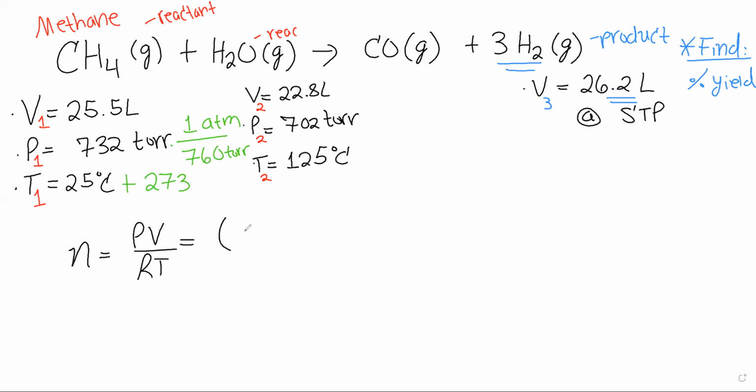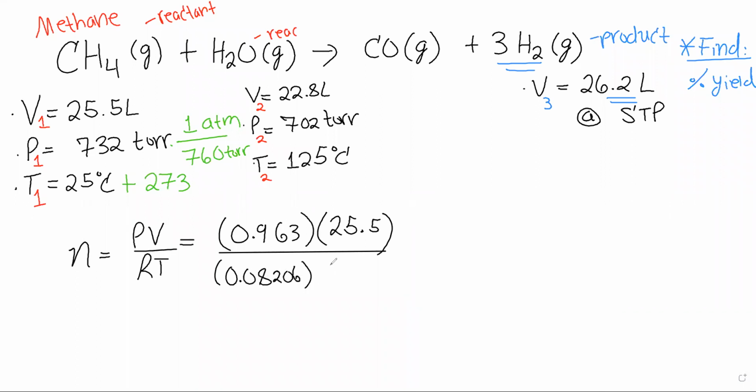So the moles of substance 1 should be its pressure, 732 divided by 760, is 0.963, times the volume in liters, all divided by the ideal gas constant, R, 0.08206, times the temperature in Kelvin. 25 plus 273 is 298 K. So the number of moles of reactant 1 should be about 1.00 moles of CH4, methane.